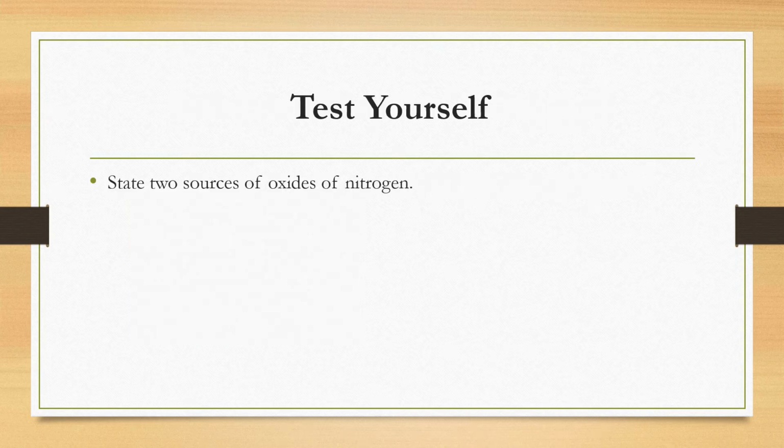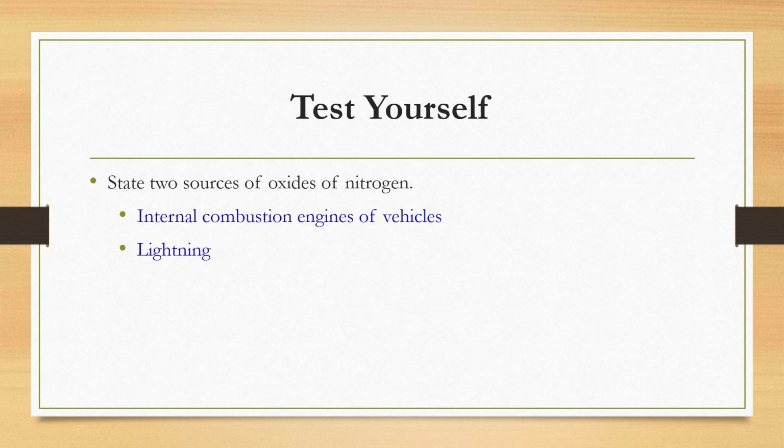Let's have a quick check on what you have learned. State two sources of oxides of nitrogen. These are internal combustion engines of vehicles and lightning.